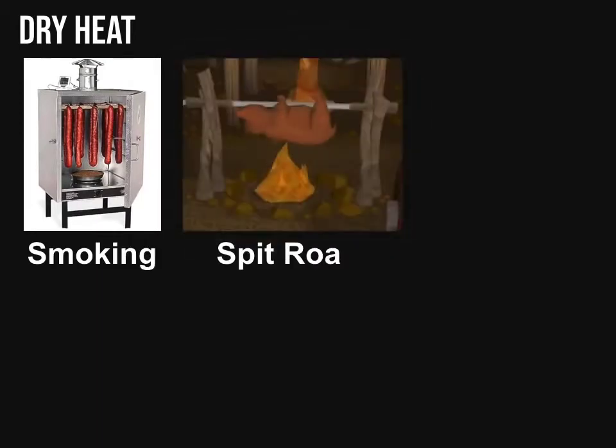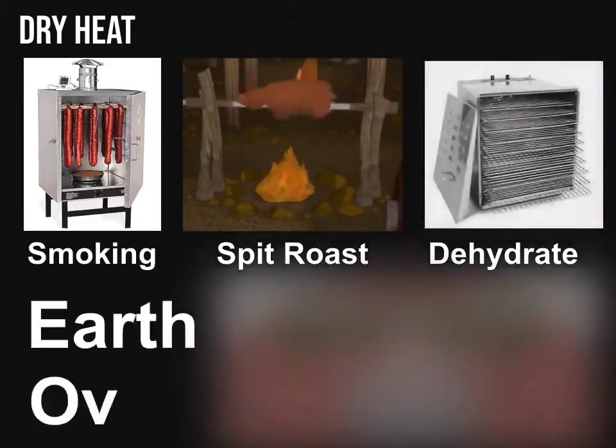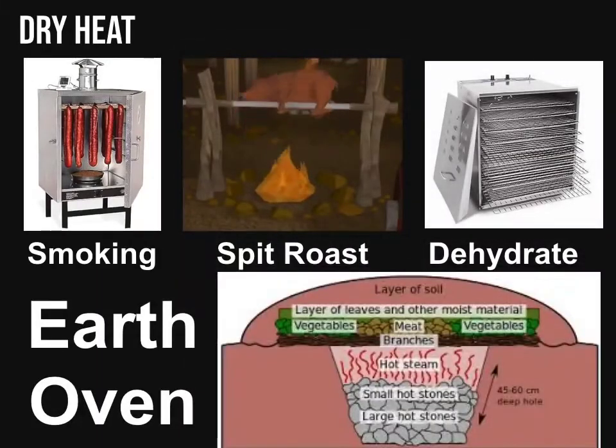Here are some more dry heat cooking methods. Smoking, using the smoke from wood to cure the food and cook it. Spit roasting, putting an animal on a large spike and turning it around and around so it cooks evenly. Dehydrating uses warm air to extract the moisture from the foods and dry it out. Some might argue it's more of a preservation technique, but I'm calling it a cooking method today.